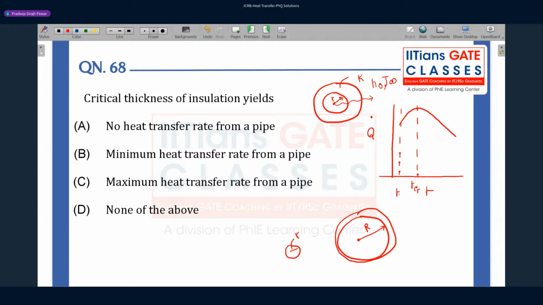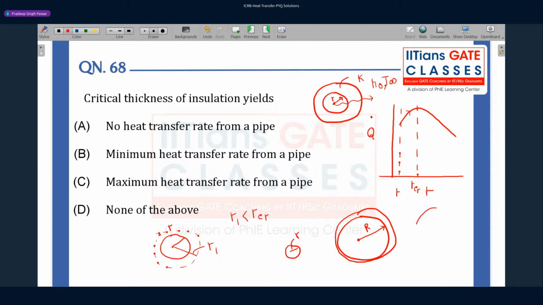So what it says is that if your radius is less than the critical radius, and you add insulation, your heat transfer rate actually increases. You think it decreases, but in this case it increases. But after the critical radius of insulation, if you add more insulation, your heat transfer rate starts to decrease. Let us say you have a wire of radius R, and you add a certain thickness of insulation such that the radius is R1. If R1 is less than R_CR, you are in this regime, and the heat transfer rate actually increases.